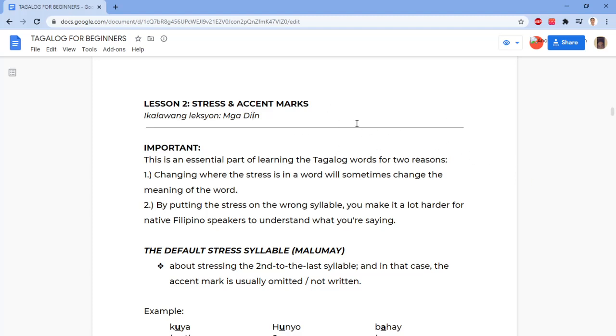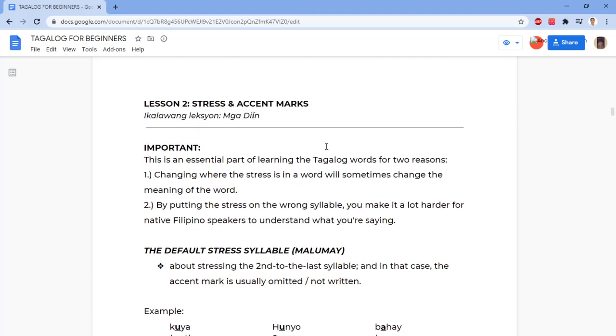And welcome back in this video. Today is just a continuation of the Tagalog class, learning Tagalog, particularly pronunciation. If you didn't view the beginning of this video, check it out at the right corner of this video. This time you will learn the stress and accent marks. So this is lesson 2.